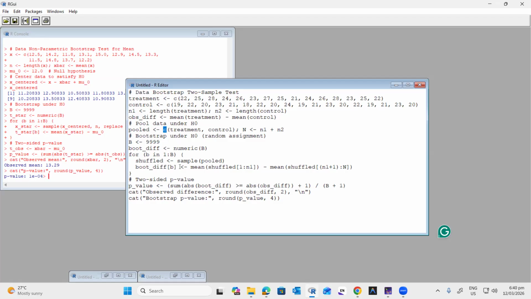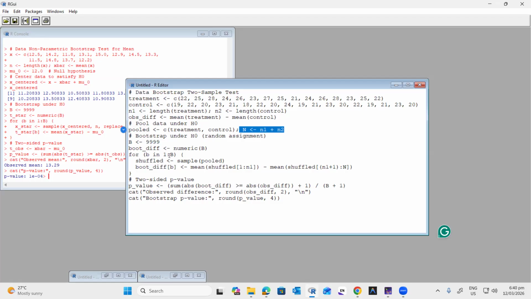So under H naught, all the observations come from the same population, so pooling is justified here. Capital N is the total number of observations. After that, capital B is the number of random shuffles or resamplings, that is 9,999 times, as we had done earlier. That is a typical choice for the Monte Carlo test.